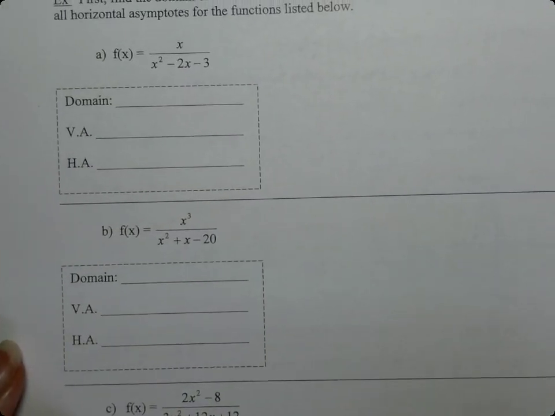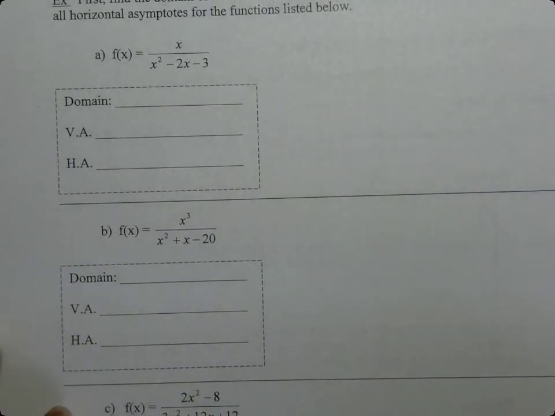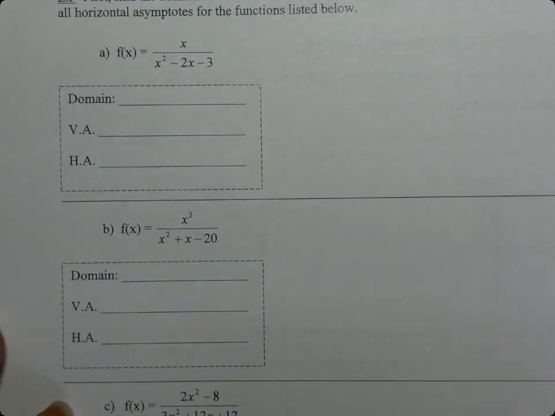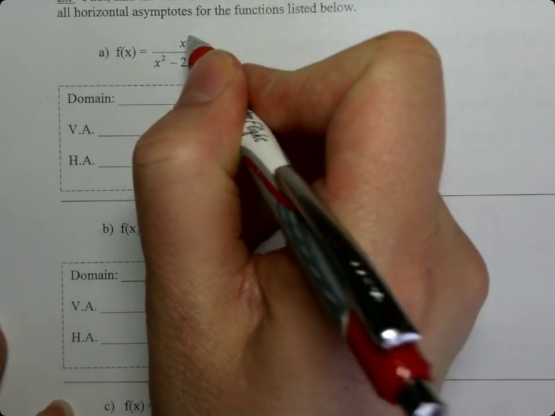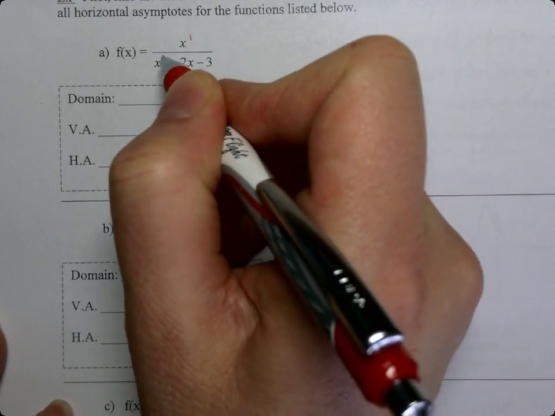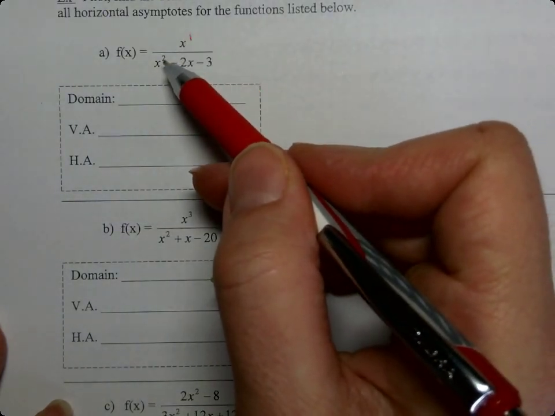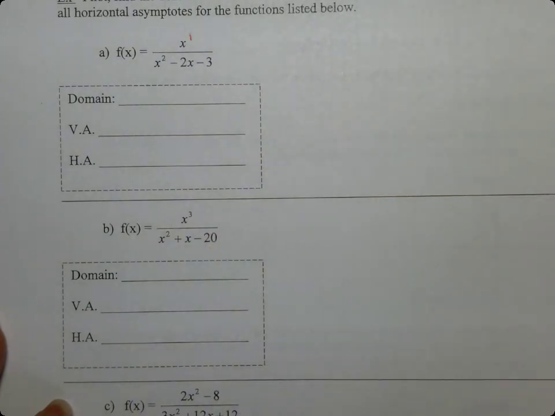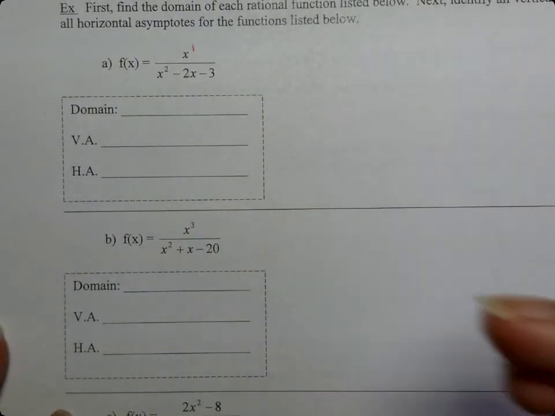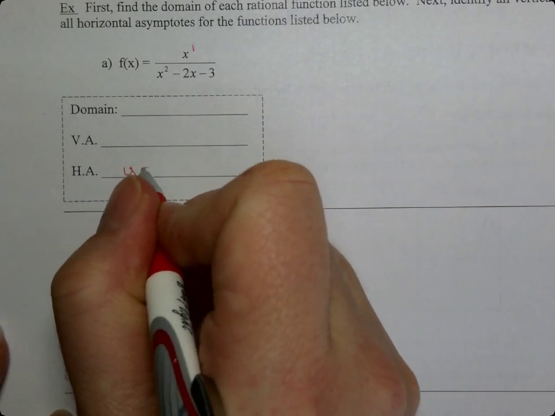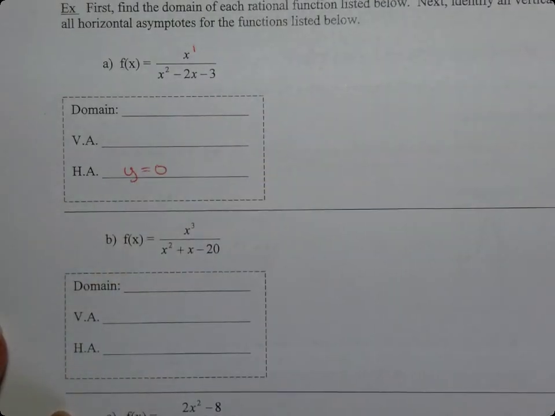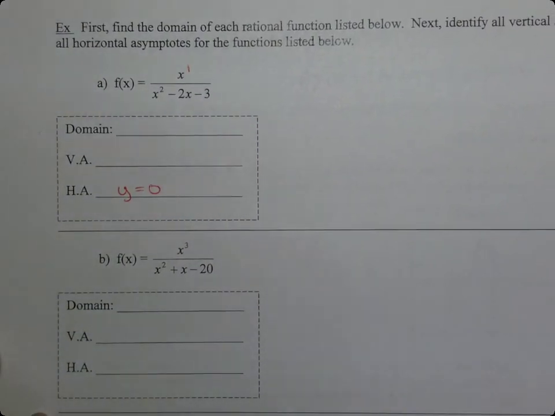Okay, so here we go. If I only asked you for the horizontal asymptote, you would say, the numerator degree is 1, the denominator degree is 2. If my numerator degree is smaller than my denominator, what is my horizontal asymptote? But you wouldn't just write 0. You'd write y equals 0, because it's the x-axis. If all I asked you for was the horizontal asymptote, you're done.